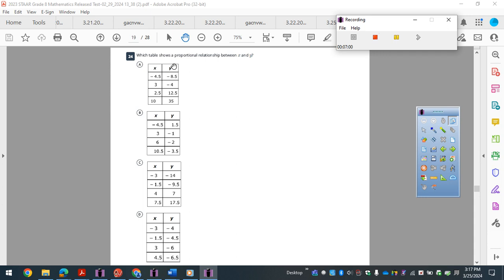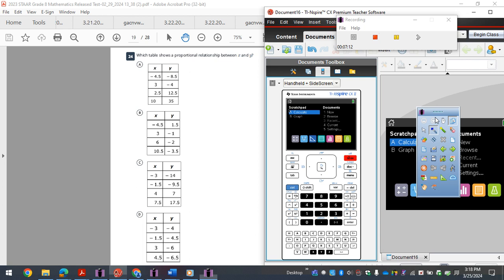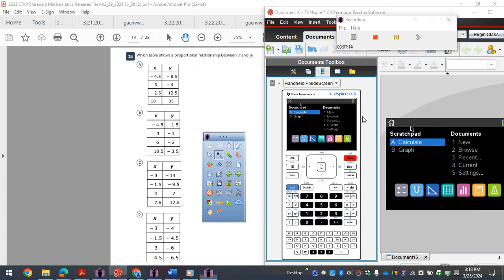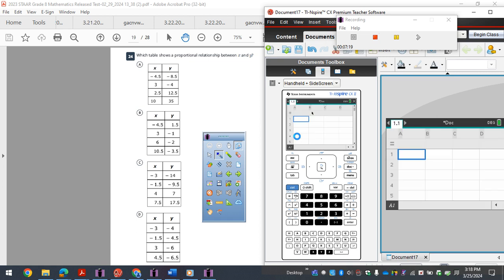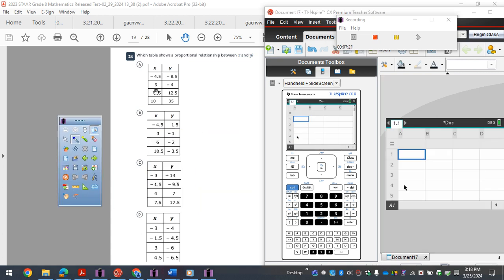Okay, so this is saying which of these has to be proportional. Two different ways, I'll show you the one I think is best. On this note here, you want to basically get the calculator and go to the spreadsheet. For it to be proportional, it goes through the origin, so your b would be 0. So I'd go to the spreadsheet and just type in the numbers that are nice and neat to work with.